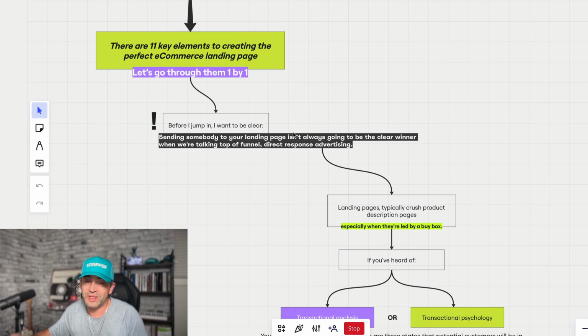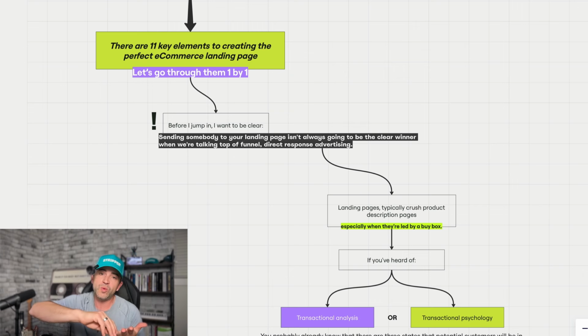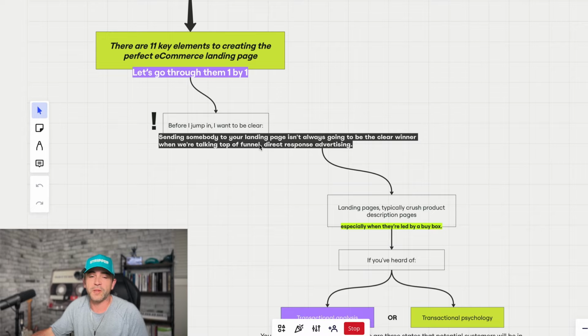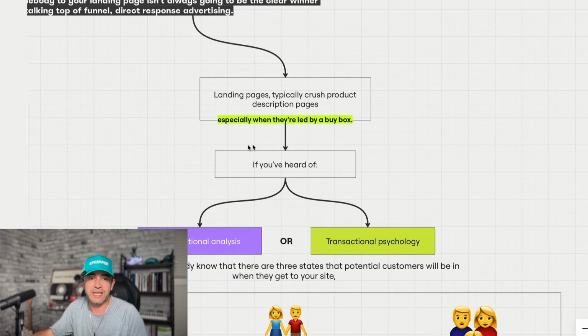So we're going to go through them one by one, but before I jump in, I want to make a little disclaimer that sending everybody to a landing page isn't always going to be a winner. There are people that are very close to buying who are the most aware audience. Before I jump into that, there's 5 levels of awareness. There's unaware, problem aware, solution aware, product aware, and most aware. The people who are product aware and most aware sometimes just need a really great offer to push them over the edge, more so the people who are most aware. So with that disclaimer, I'm going to jump into the next part here.